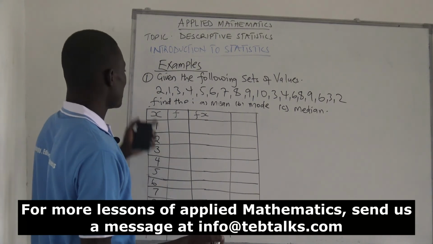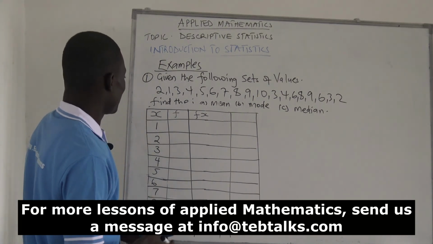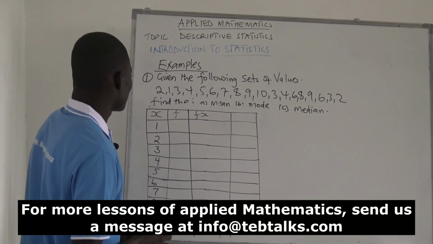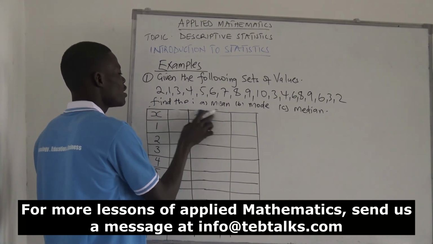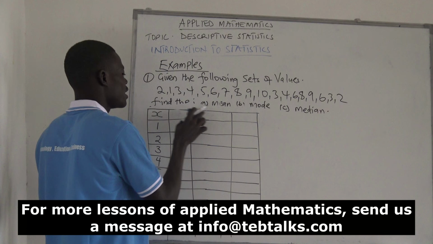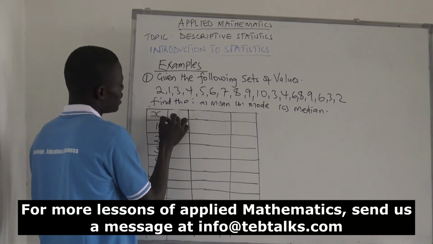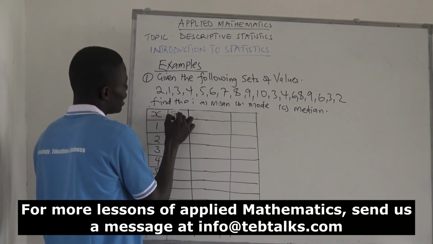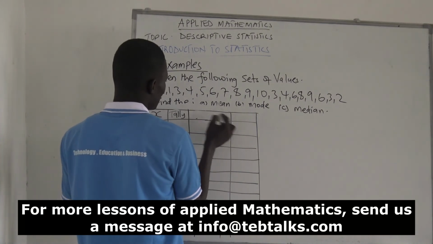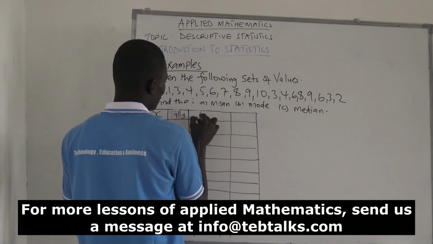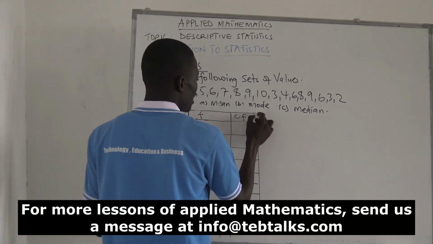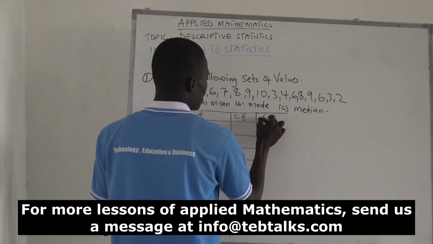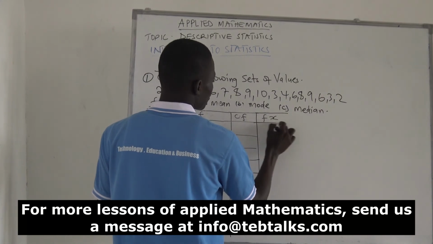So we say that we are going to use the tallies. So how do we get the frequency? We say we get frequency from the tallies. So we shall have the first column, which is tally, then the second column, which is frequency, and then cumulative frequency, and then we have our column fx.